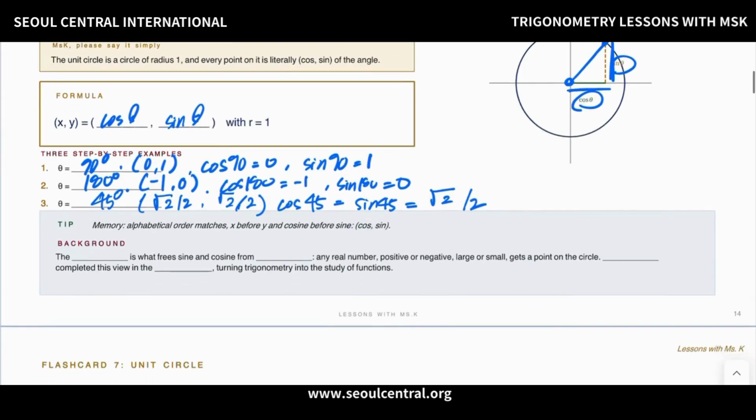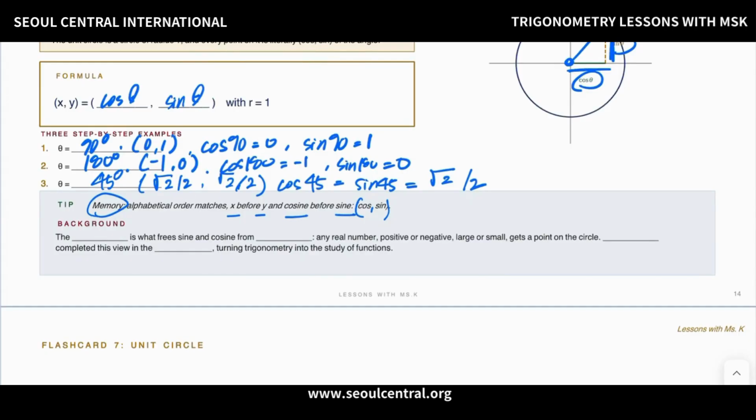Great. Okay, so a memory tip for you: alphabetical order matches x before y, which is cosine before sine, cosine before sine. Okay, and the background that we get from this is the unit circle is what frees sine and cosine from triangles. Okay, so any real number, positive or negative, large or small, gets a point on the circle. And who gave this to us? Euler. Euler completed this view in the 1700s, turning trigonometry into the study of functions.